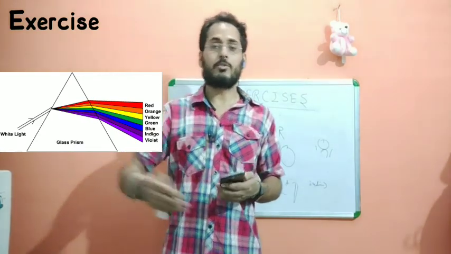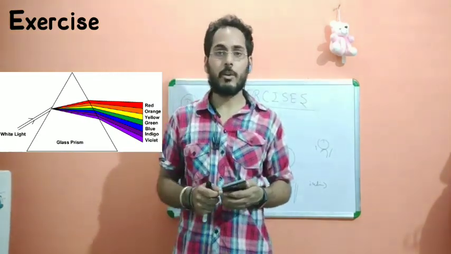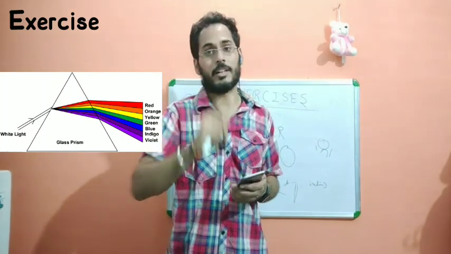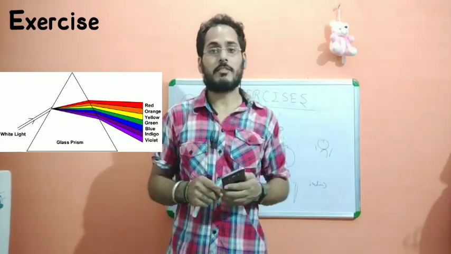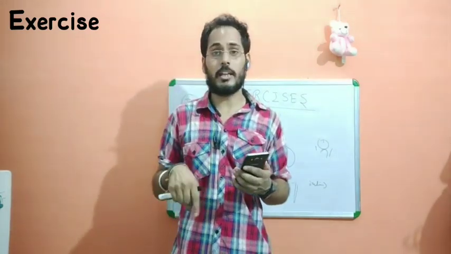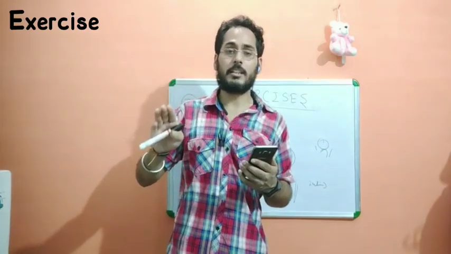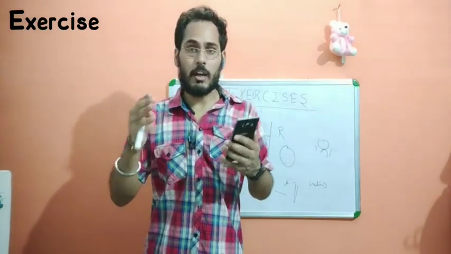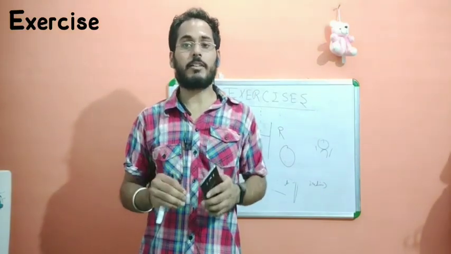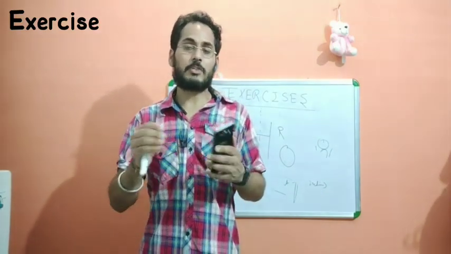So it will split into 7 colors. The colors are VIBGYOR: violet, indigo, blue, green, yellow, orange and red. Good. So these are all 7 colors. You have to draw the figure as well as write the components, okay, label it, because it's very important in the examination to show what you have learned in the dispersion of white light. Only drawing the figure is not very important. You have to actually label it, okay.